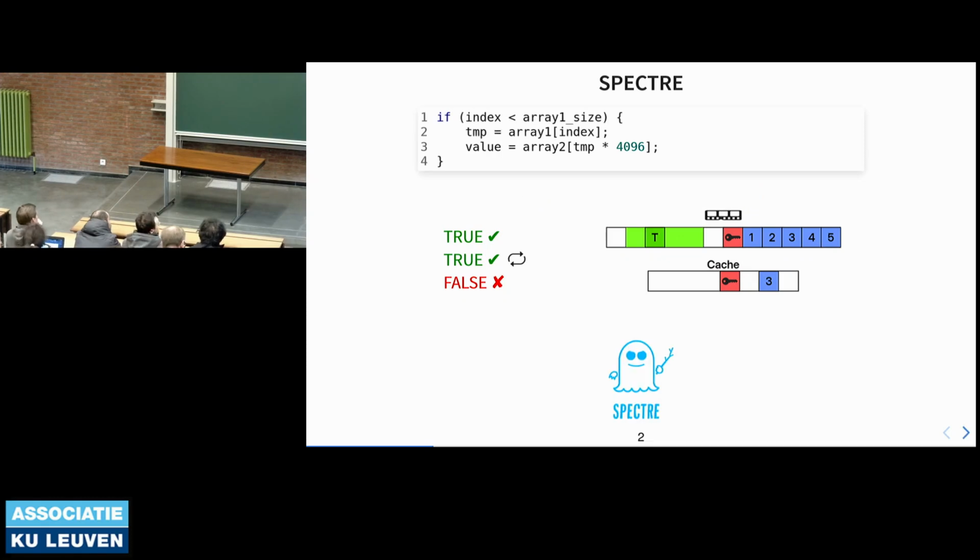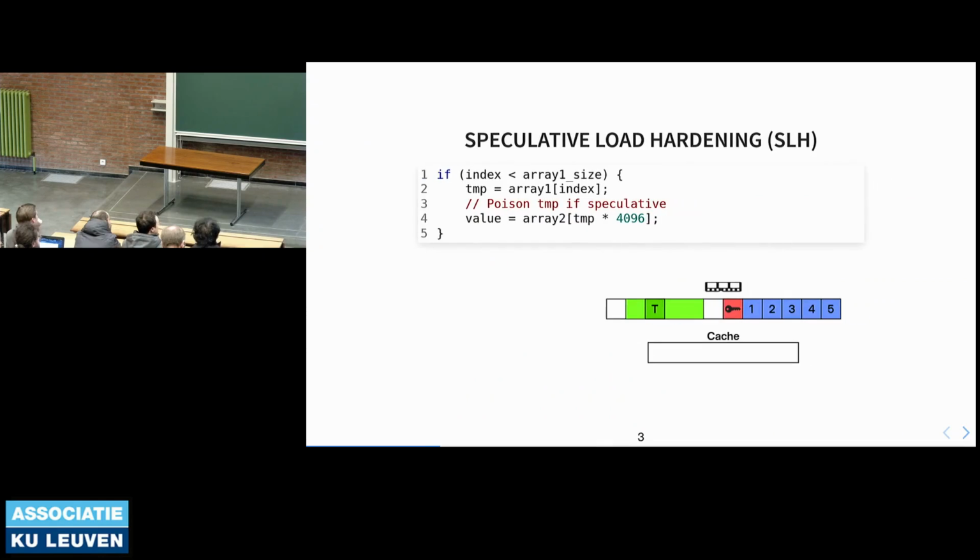Now, the Spectre attack has been known for a while, so of course there have been a few mitigations. One of these mitigations is so-called speculative load hardening. It works by selectively poisoning the value returned by this first array access when you're within transient execution.